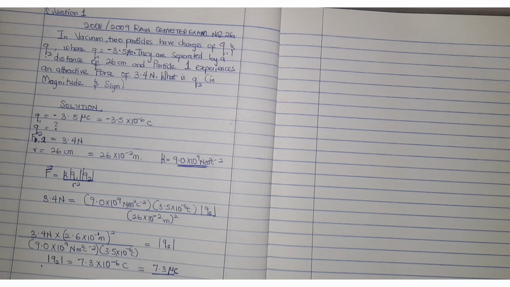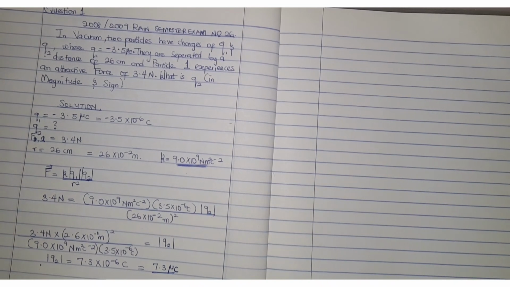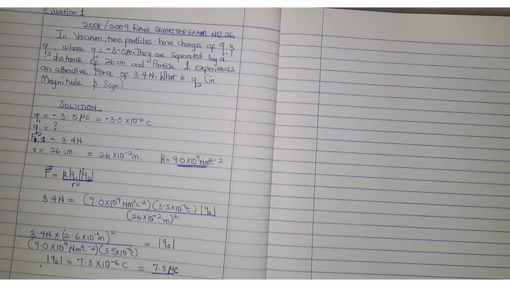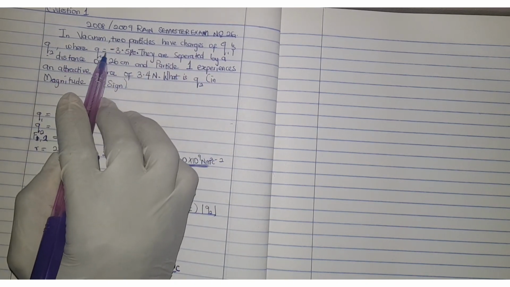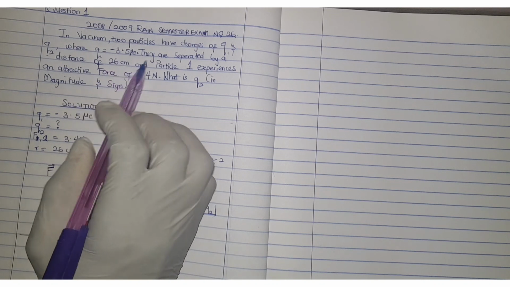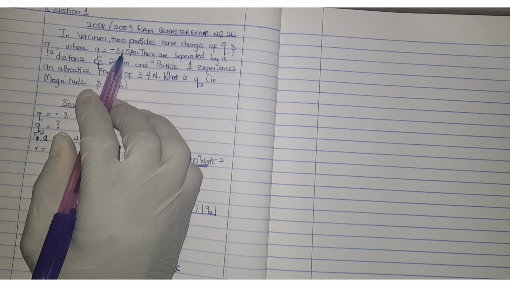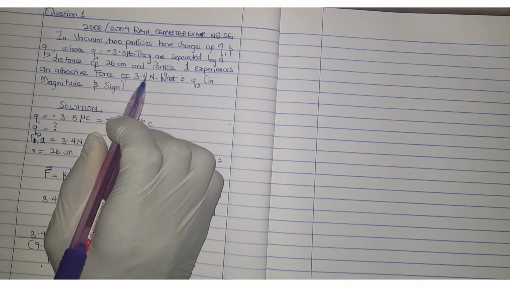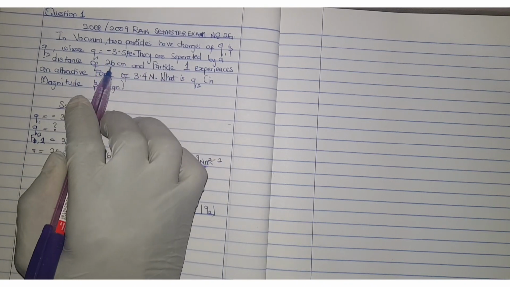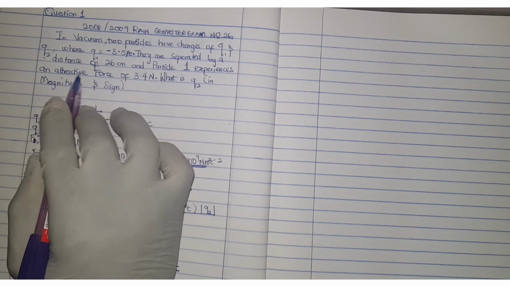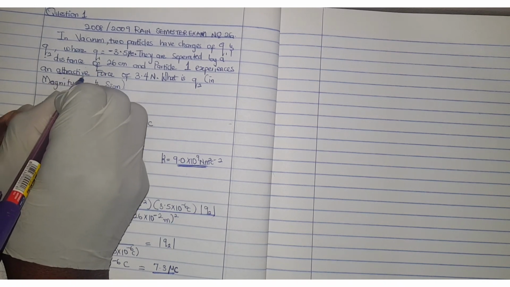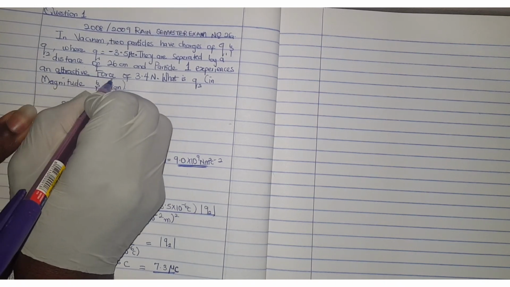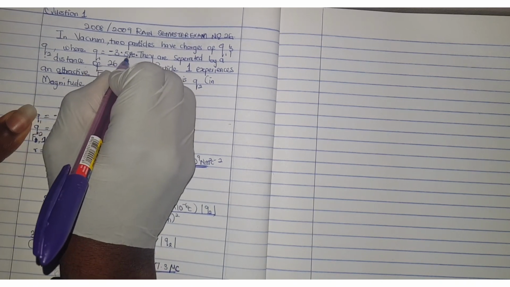Now, how do I find the sign of the charge? Whether it will be a positive sign or a negative sign. Let's go back to the question. Two particles have charges of Q1 and Q2, where Q1 is minus 3.5. Please note the sign of Q1 is minus, negative. They are separated by a distance of 26 centimeter, and particle 1 experiences an attractive force. The information I need to point out from the question is the attractive force and the negative sign here.